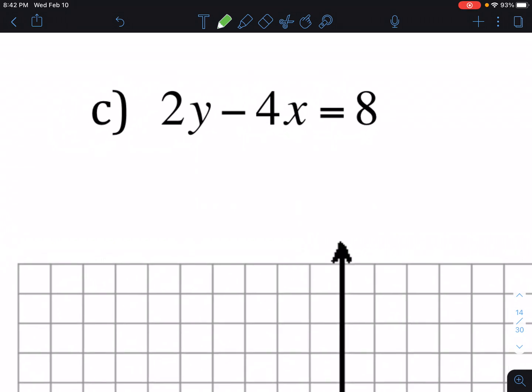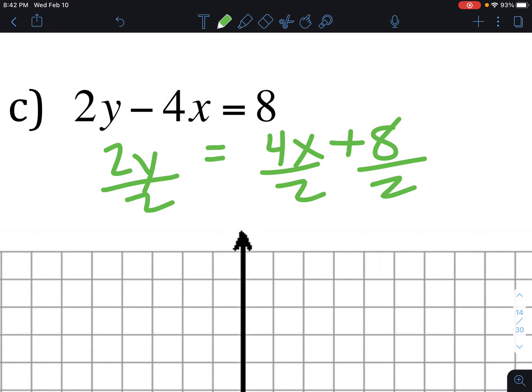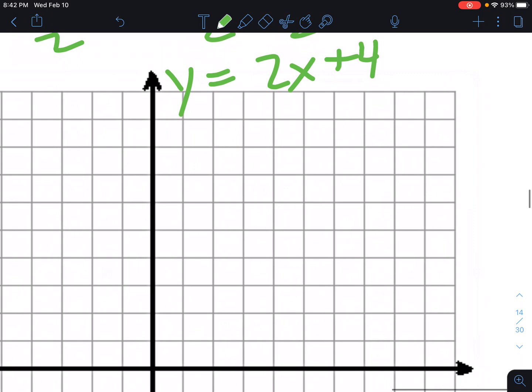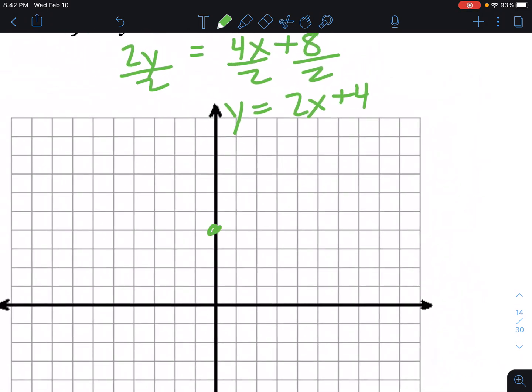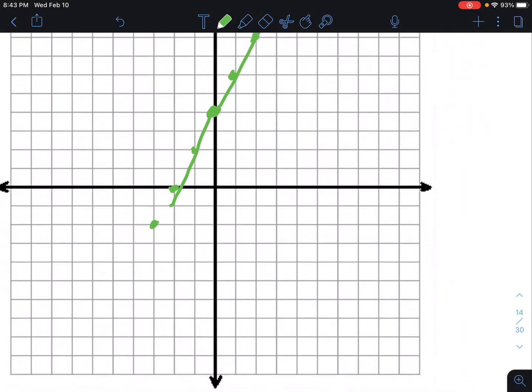And then this guy here, letter C, let's get y by itself. First thing we're going to do is add 4x. So move it to the right side. Then we're going to divide everything by 2. So the y-intercept here is 4. The slope in front of x is 2, so remember that goes up 2 for every right 1. So up 2, right 1. I like to get more points.